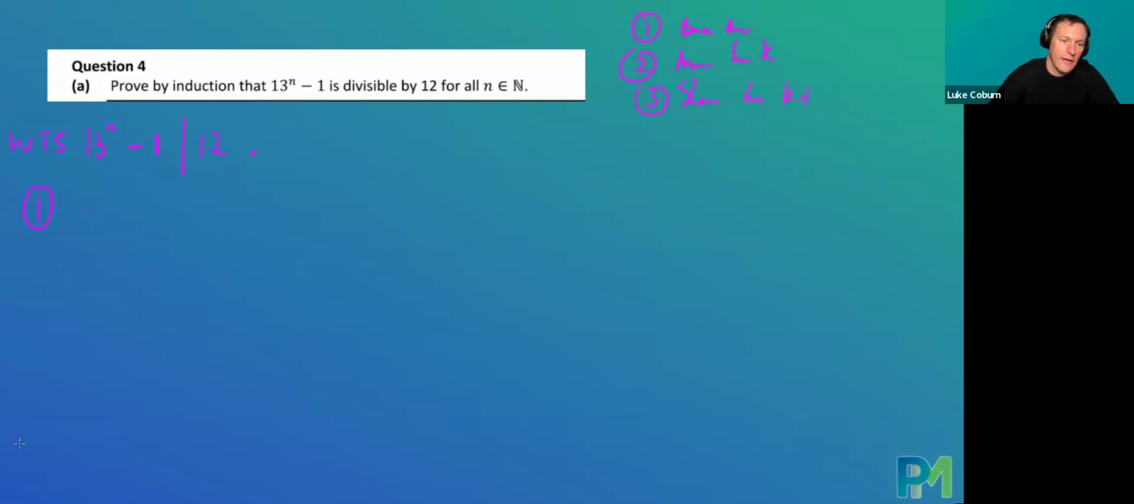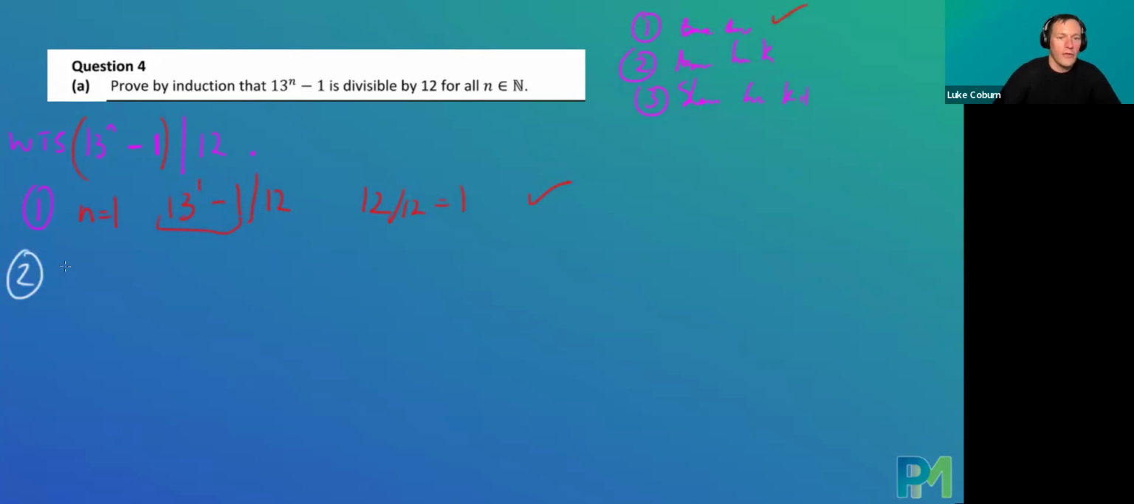Okay, base case. Let's take n equal to 1 and ask ourselves, is 13 to the power 1 minus 1 divisible by 12? That line there, incidentally, means divisible. I don't know if you use it, but it's a big straight line like that. 13 to the power n minus 1 is divisible by 12. Is that true? Well, this is equal to 12, and 12 is obviously divisible by 12, so it's true for the base case. So we've done the base case. Now we come to step 2.